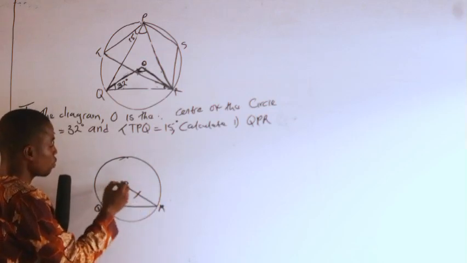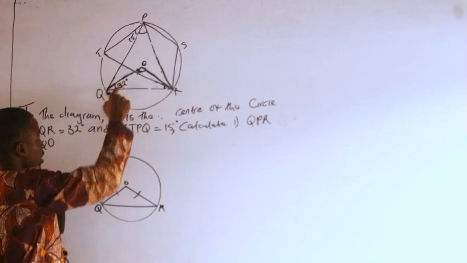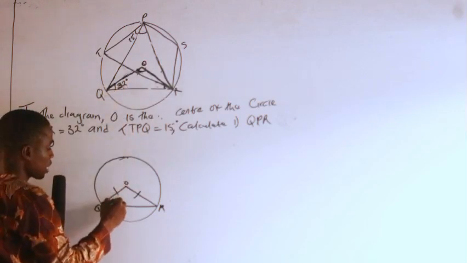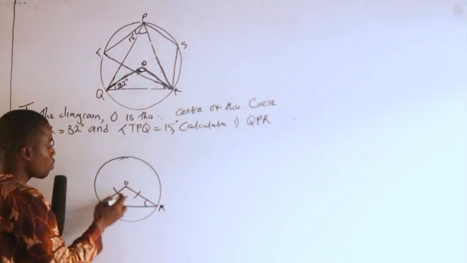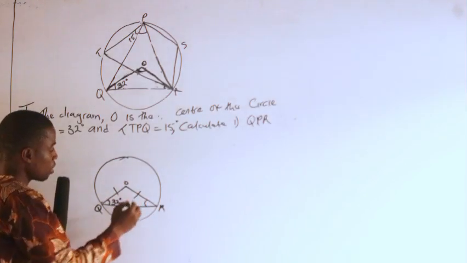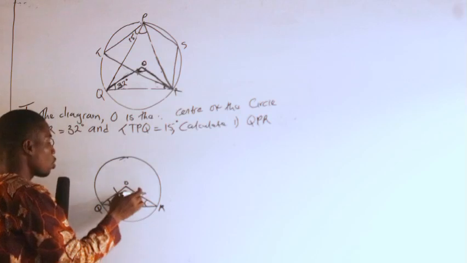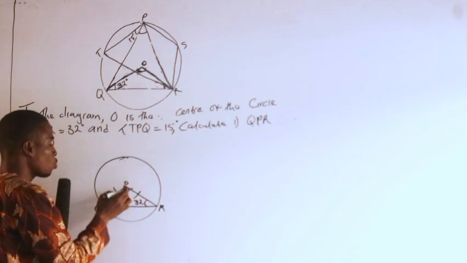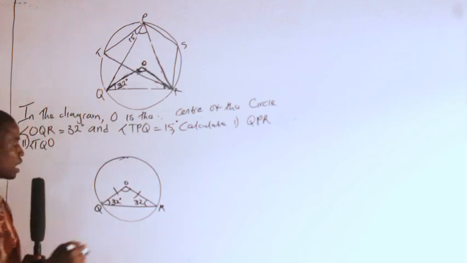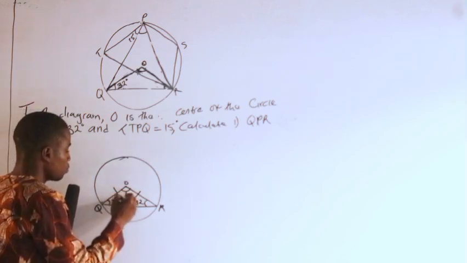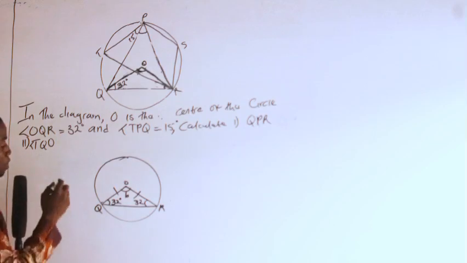It means that the angle of this place is the same thing. They have already given us the angle of this place, which is 32 degrees. The angle of this place will be equal, so it will now be 32, because the sides are equal. Only this place will be different. Let me call this one B. Now, I want to find B.